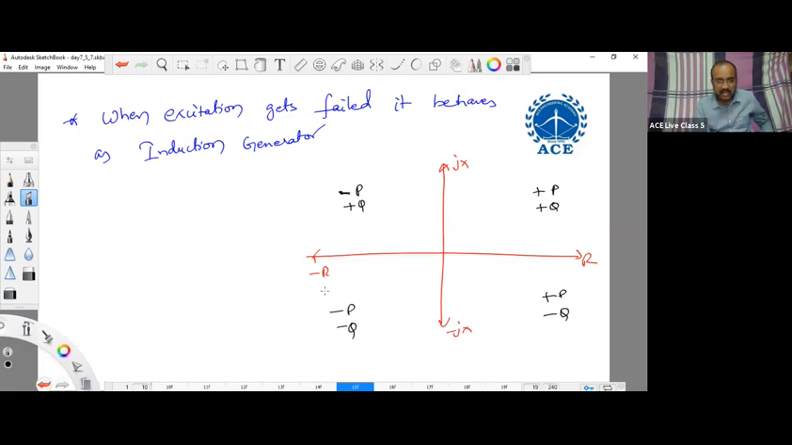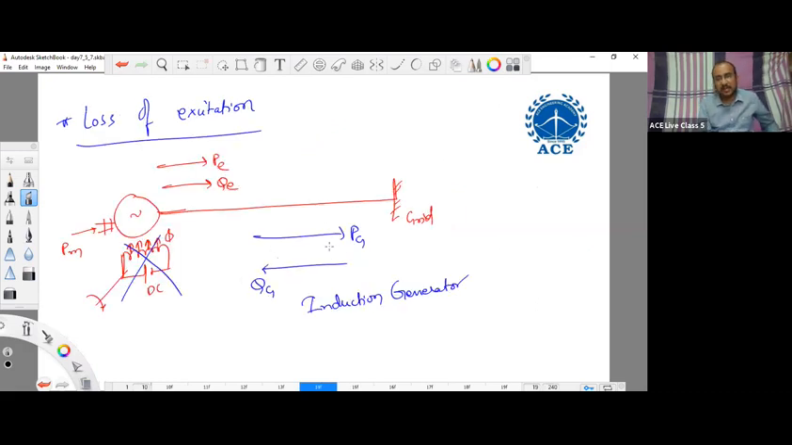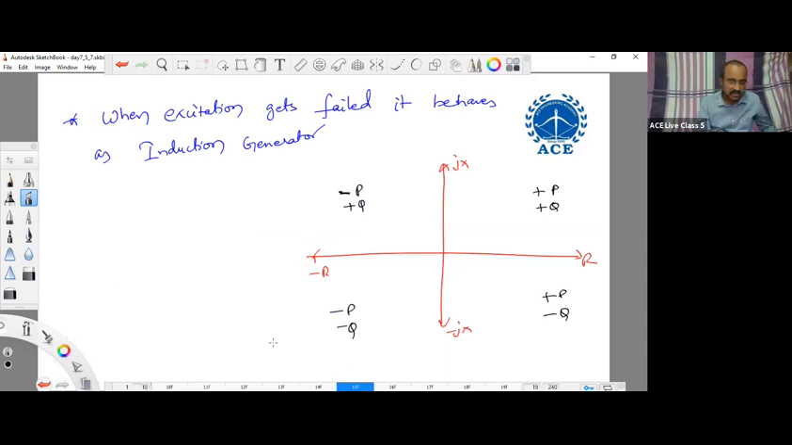Now observe this loss of excitation. Real power is delivering, reactive power is absorbing. So it falls under what? Fourth quadrant. So here we'll be using a relay which is known as an offset Mho relay. What is the actual Mho relay characteristic? The actual Mho relay characteristic is a circle passing through the origin. But if you induce a negative DC value, you can shift it to the required position. So here we'll be using which relay? Offset Mho relay.